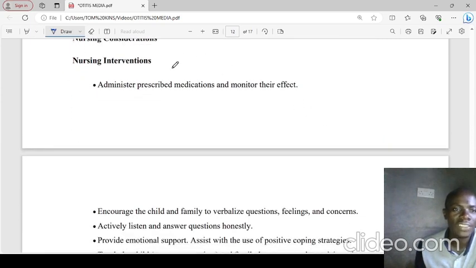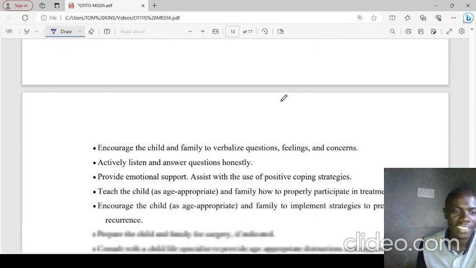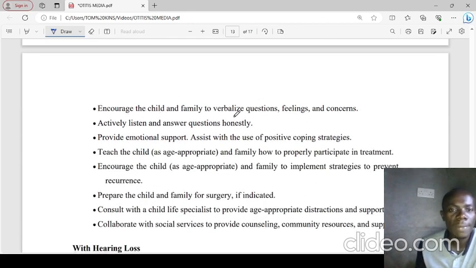Let's look at nursing considerations. We'll start with nursing interventions. What are you supposed to do? As an RN, you need to administer the medication and monitor its effect, starting from the antibiotics to the painkillers. Encourage the child and family to verbalize questions, feelings and concerns, just to allay anxiety and promote comfort. Actively listen and answer their questions honestly for therapeutic communication.